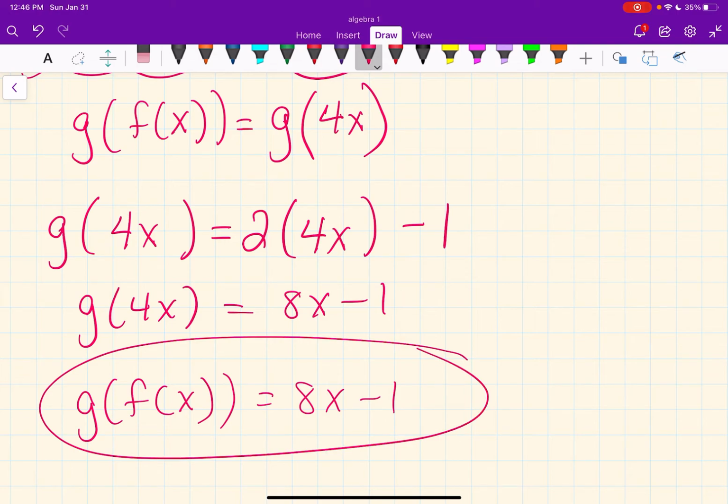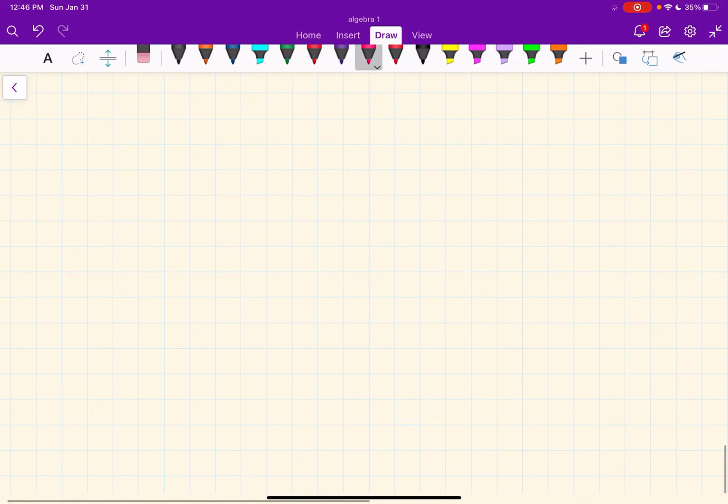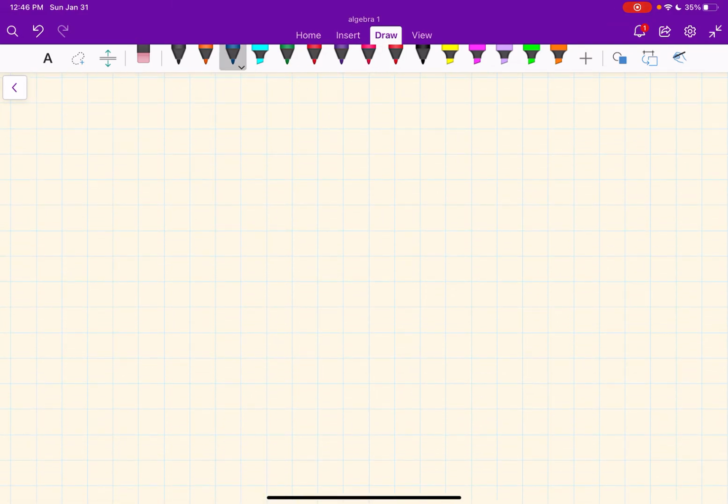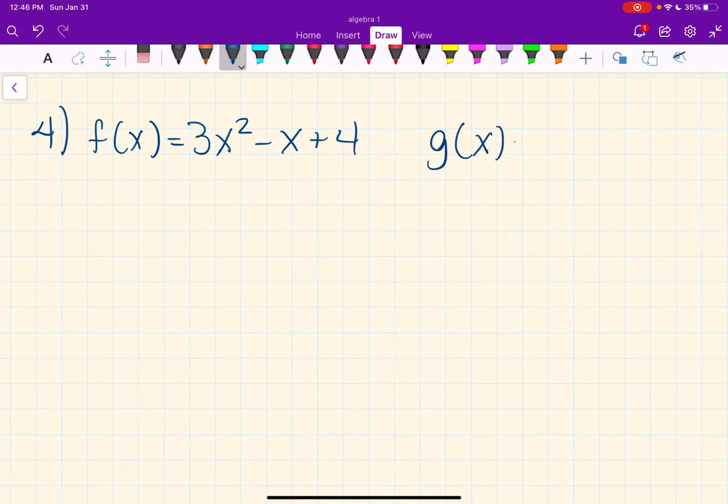Okay? Let's do a couple more of these. So number 4, we have f of x equals 3x squared minus x plus 4, and g of x equals 2x minus 1, and it tells us to do it both ways, f of g of x and g of f of x. So let's do f of g of x.